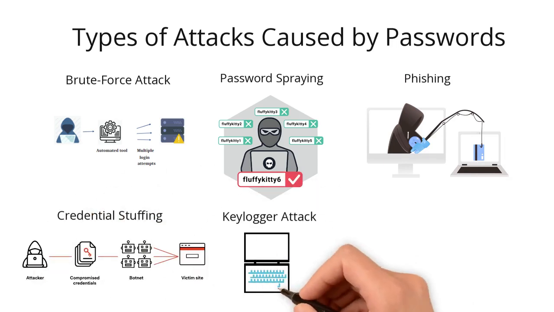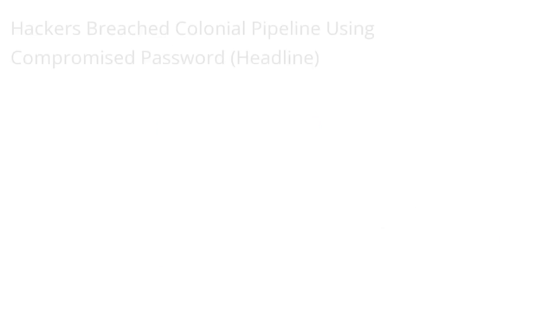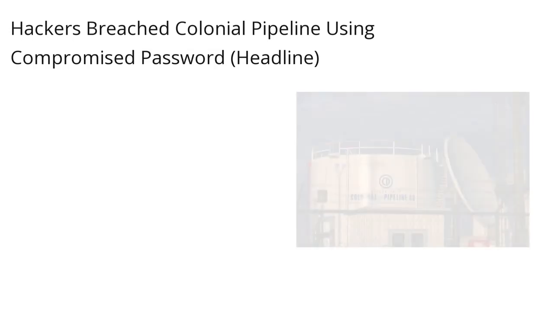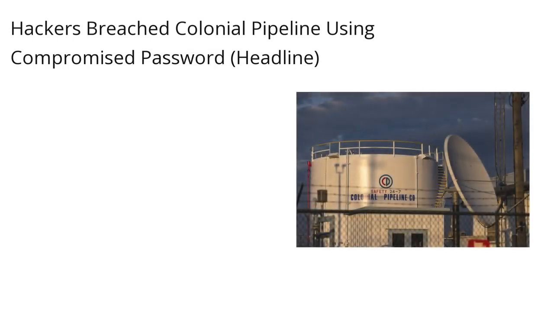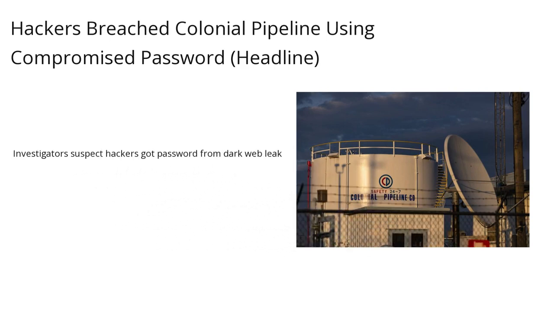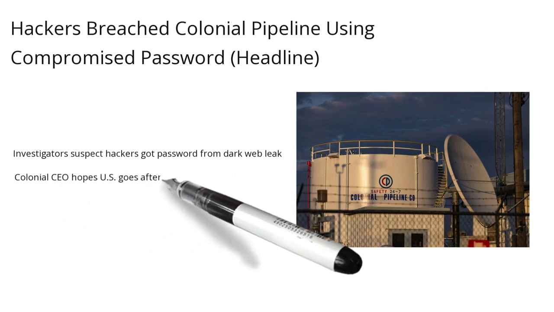And here are some of the headlines in big companies who were attacked. This one is related to the hack that took down the largest fuel pipeline in the US and led to shortages across the East Coast. It was the result of a single compromised password in which hackers gained entry into the networks of Colonial Pipeline Co. through a VPN account.